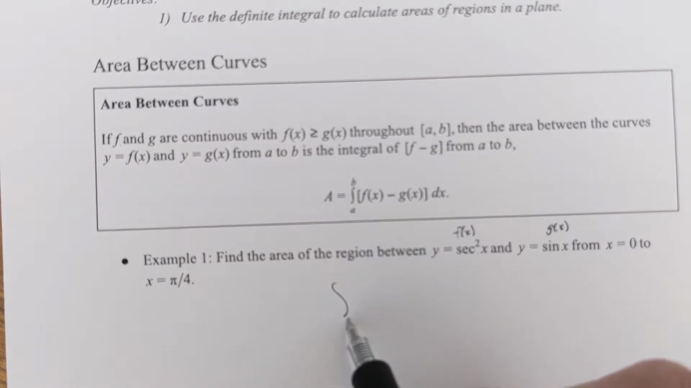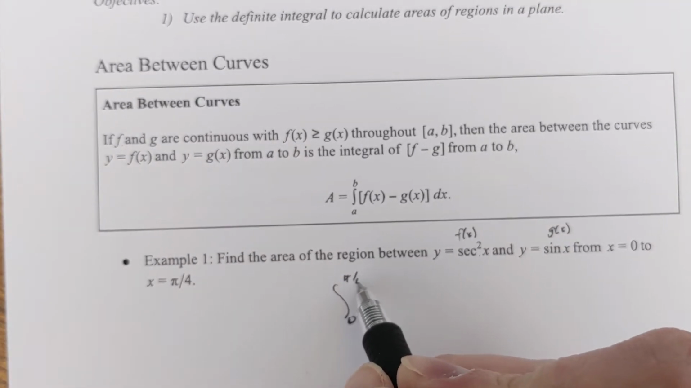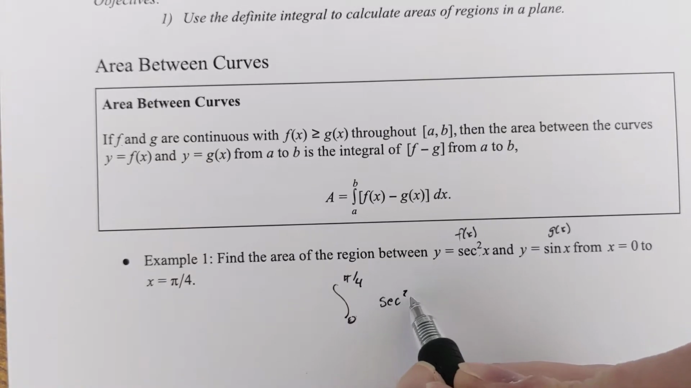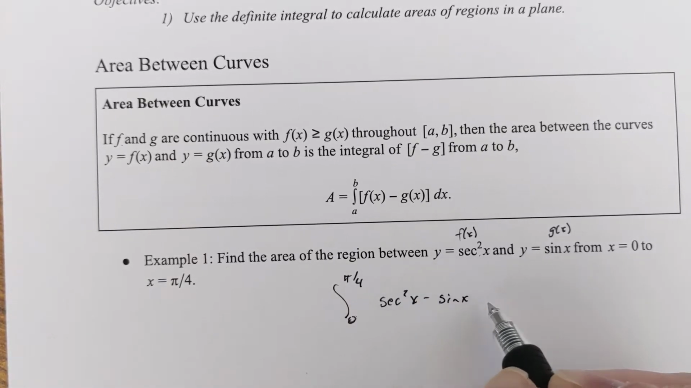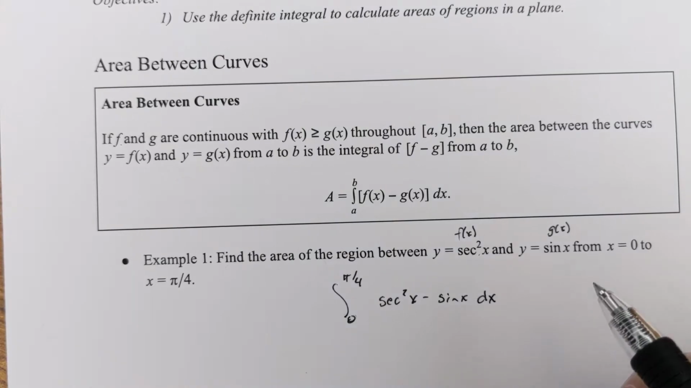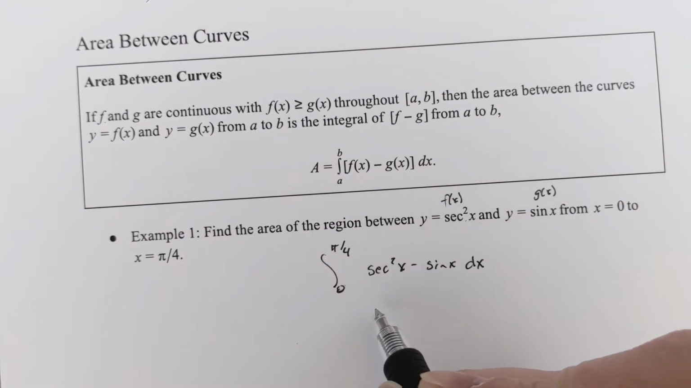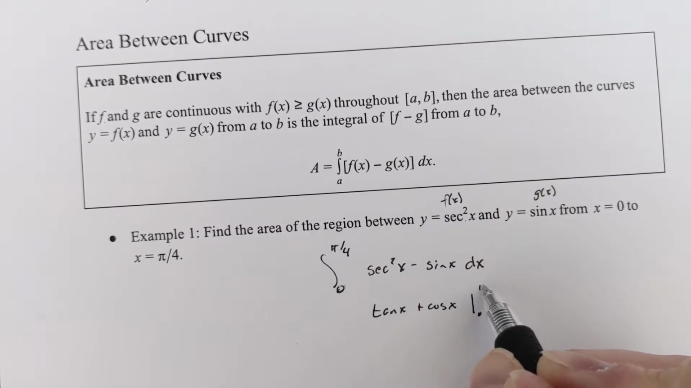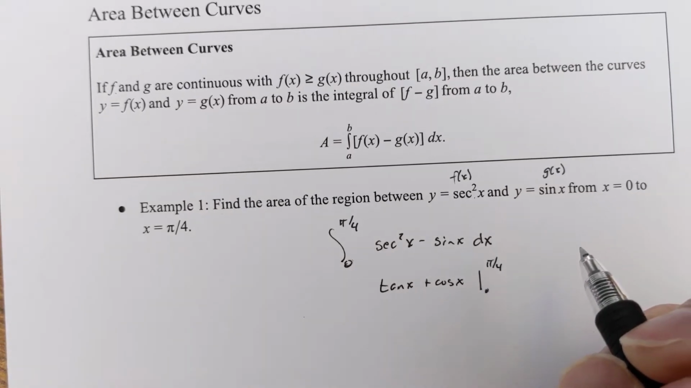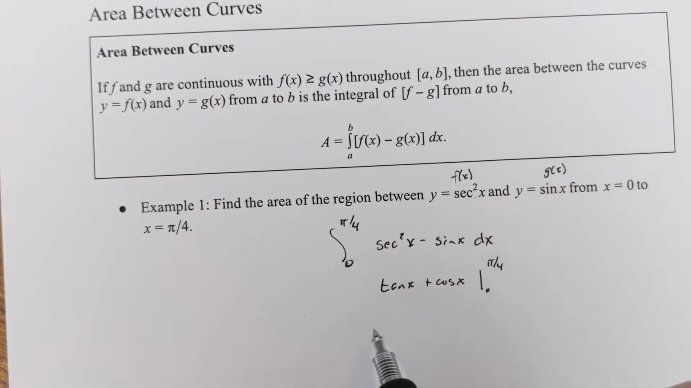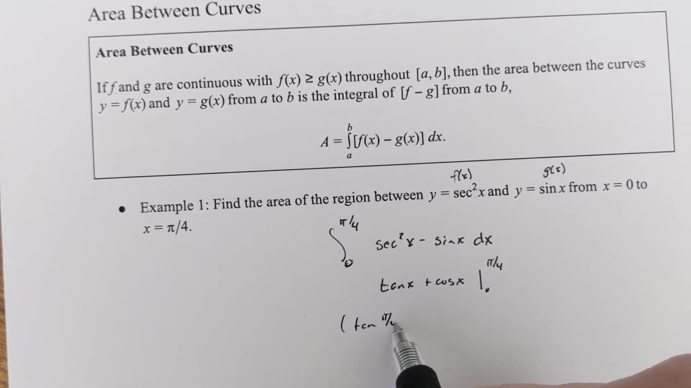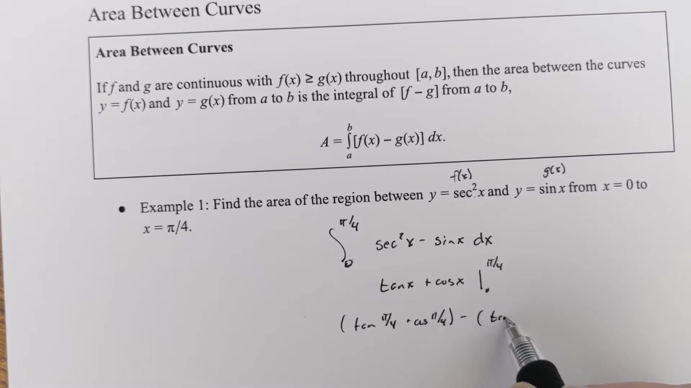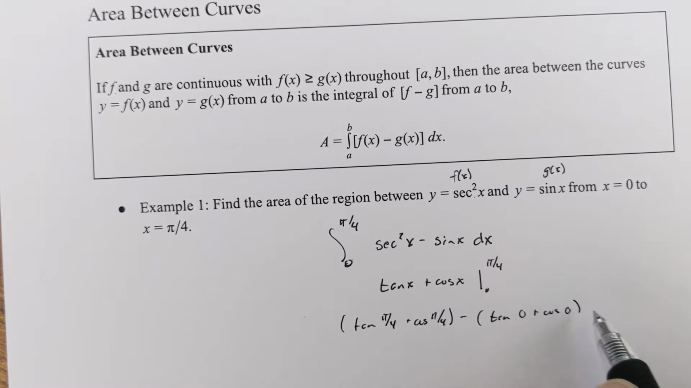So our bounds are 0 to pi over 4. So this will be secant squared x minus the sine of x. So we do the antiderivative. The antiderivative of secant squared is the tangent of x. The antiderivative of the negative sine is the positive cosine of x, evaluated from 0 to pi over 4. So that's going to be the tangent of pi over 4 plus the cosine of pi over 4, minus tangent of 0 plus the cosine of 0.